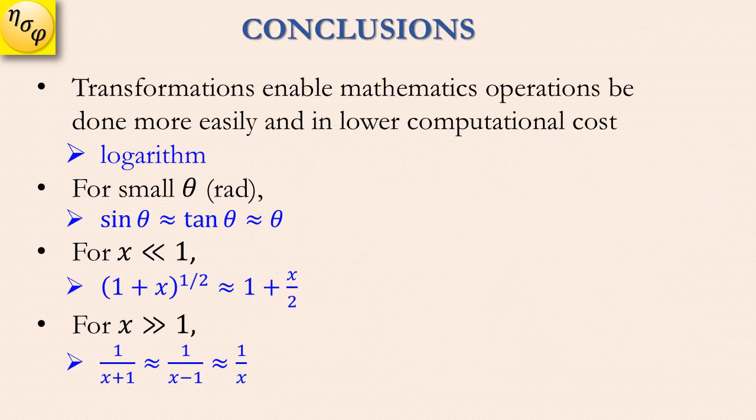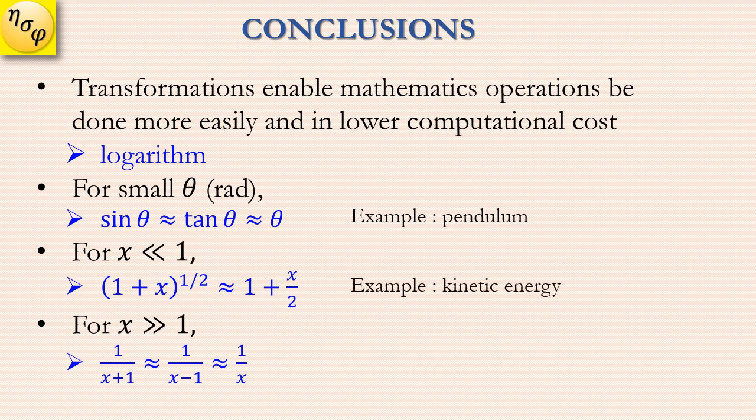In conclusion, we showed 4 cases of mathematical methods that are usually used by physicists. The first is transformations. Transformations enable mathematics operation be done more easily and in lower computational cost. An example is logarithm. The second is working with small numbers theta, exemplified by sin theta equals tangent theta equals theta, and we illustrated a case of pendulum. Third is working with contrast terms, which are 1 and a small number. We illustrated a kinetic energy calculation in relativistic physics. Last, working with contrast terms, which are 1 and a big number, illustrated with distribution functions in statistical physics.